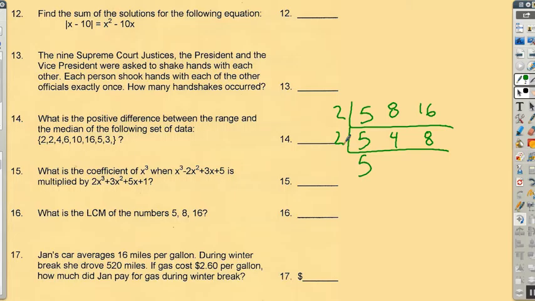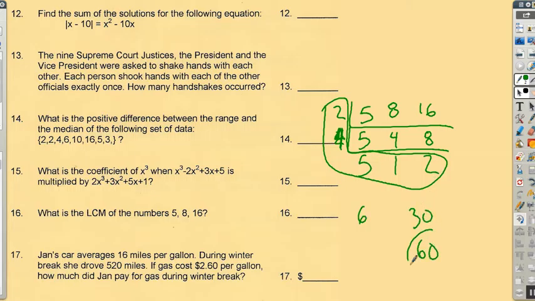Well, let's just skip the 2 stuff. How about 4? 4 goes in 4 once, 4 goes in 8 twice. So for my least common multiple, if I multiply all of these together, I will get my least common multiple. So 2 times 4 is 6. 6 times 5 is 30. 30 times 2 is 60. So we get an answer of 60 for number 16.